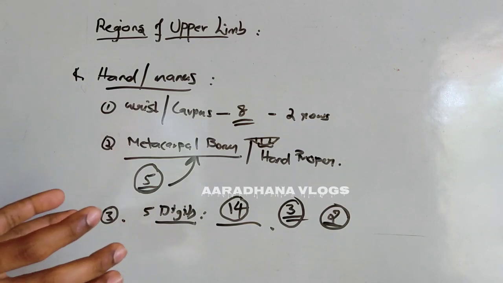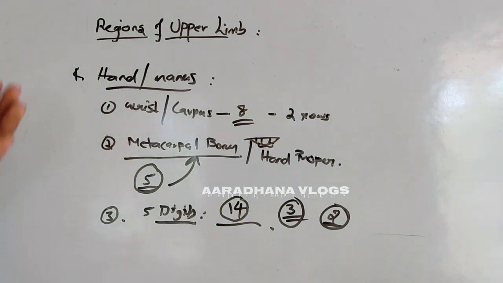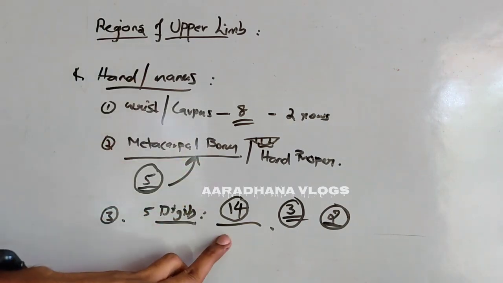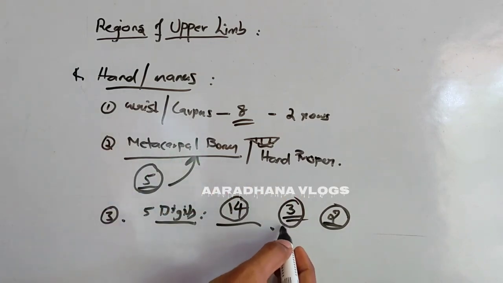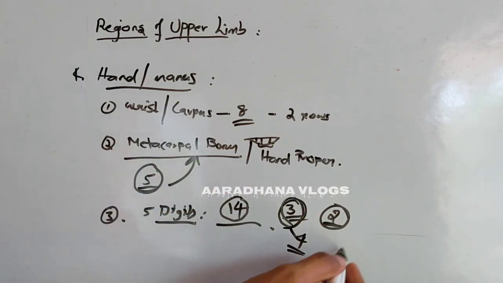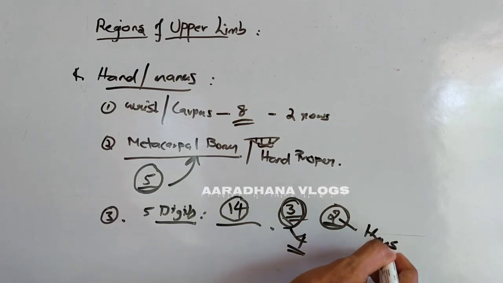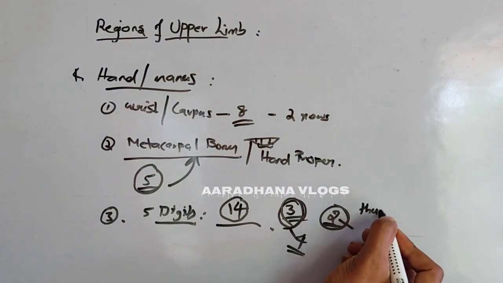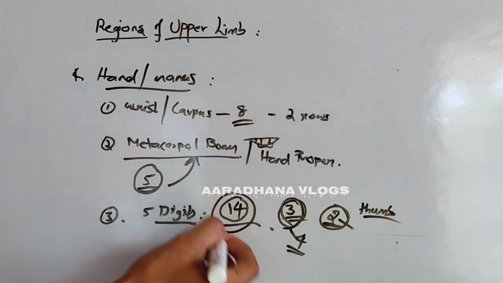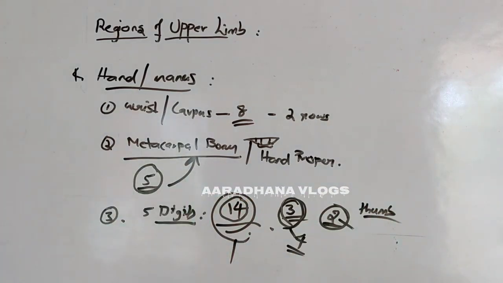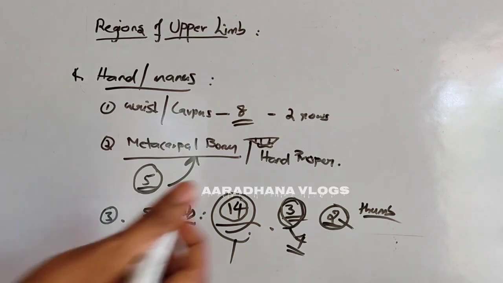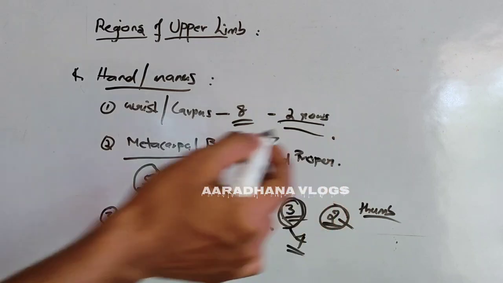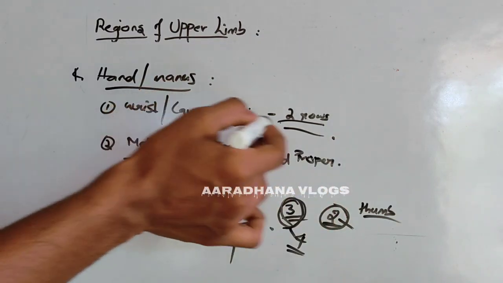So 14 phalanges are there on each upper limb, and when we compare both upper limbs there will be 28. So 3 phalanges in each of the 4 fingers and 2 in the thumb. The thumb has only 2, that is important. Total 14 phalanges on each upper limb. And the carpal bones are kept in 2 rows, 8 carpal bones in 2 rows.